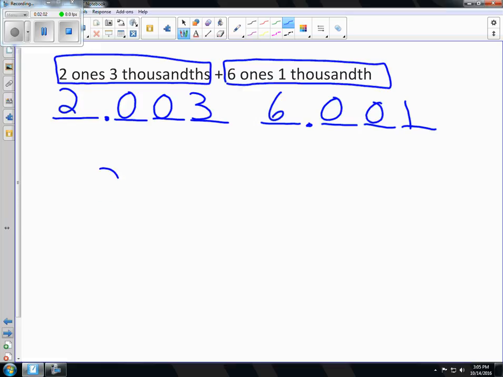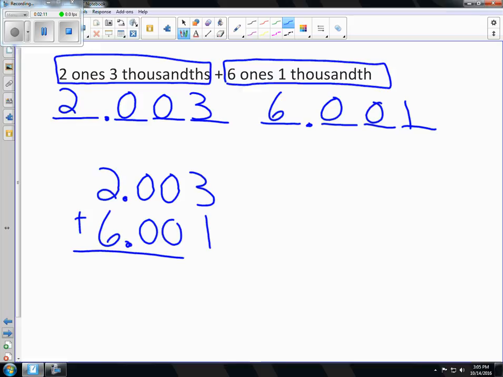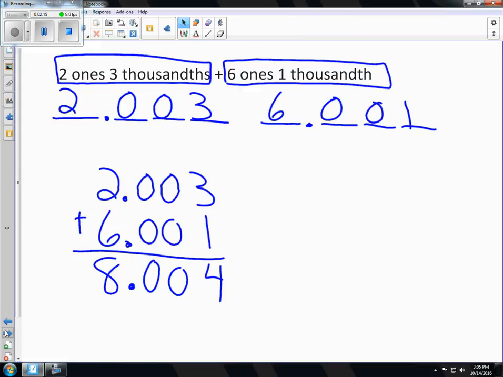I now am going to add them vertically by lining them up by their place value using the decimal. And I add, and then when I get to my decimal, I bring it right down, and I have my answer of 8 and 4/100ths. Sorry, 4 thousandths.